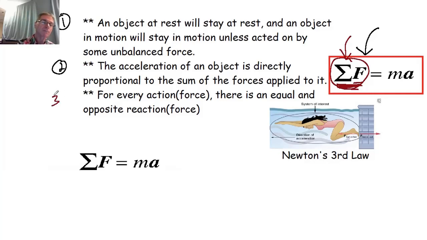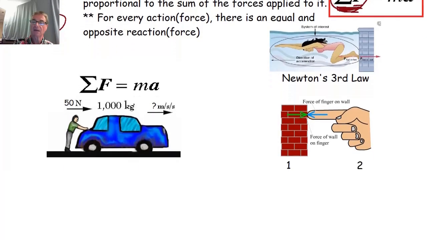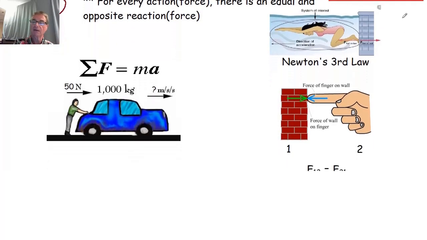Newton's third law is that for every action or force, there's an equal and opposite reaction or force. Some examples I have down here. Here's one example of a swimmer. The swimmer has come to the end of the lane, turns around, and is now going to kick off of the wall. So what's the swimmer doing?